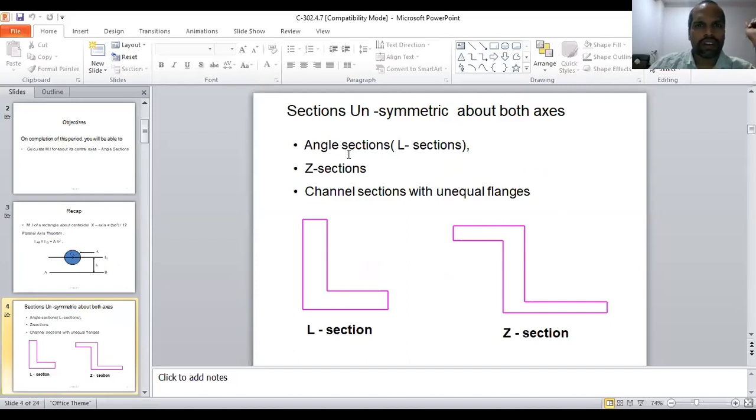So we have taken a channel section that is symmetric about any one axis. If it is any section, there is a possibility that some of the sections will be unsymmetric about both axes, like the angle section. While discussing the centroid topic itself, we discussed that angle sections are always unsymmetric about both axes. Z sections are also unsymmetric about both axes, right? And the other one is the channel section with unequal flanges, which I just now discussed. These are the examples of sections unsymmetric about both axes.